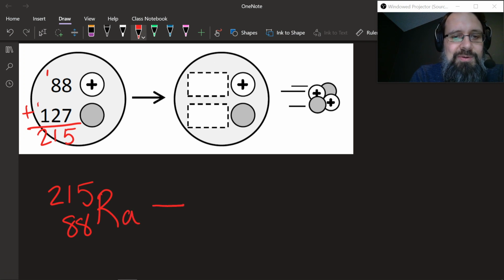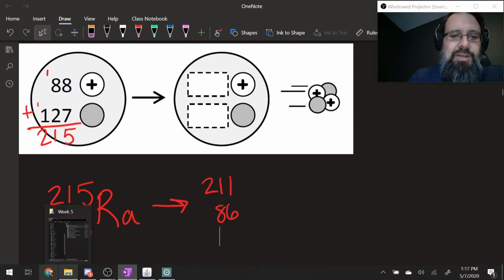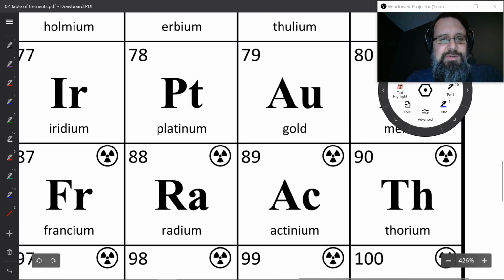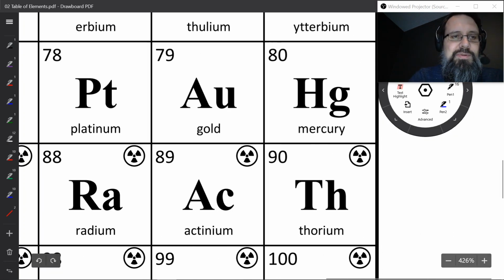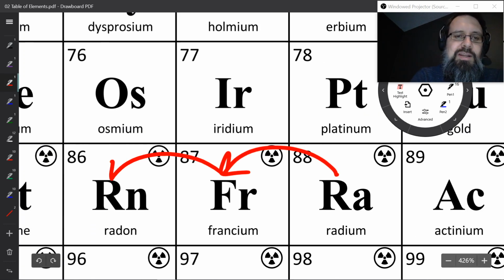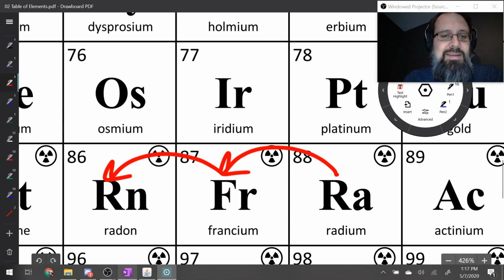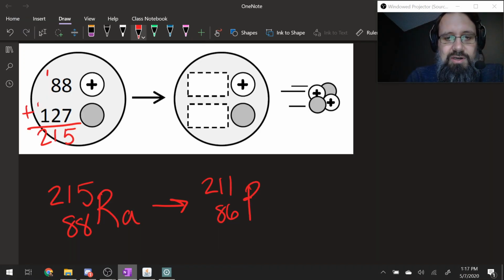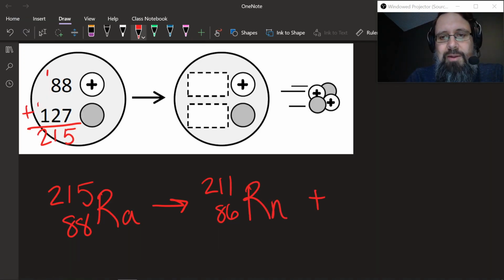So what's radium going to do? Well, radium is going to lose 2 protons and 2 neutrons, meaning the mass number is going to decrease by 4. Losing 2 protons takes the 88 down to 86. And if we go look up what that turns into, here's losing 1 proton, here's losing another proton. So it turns into radon, that's Rn. And then we're going to spit out the 4,2 helium.